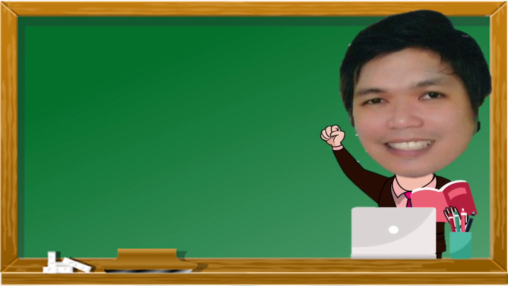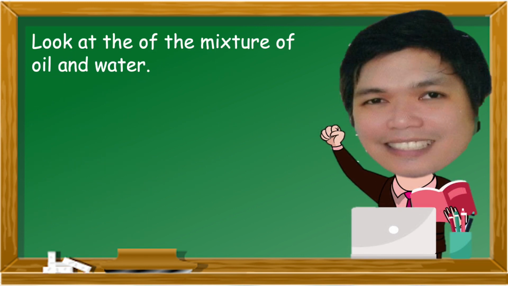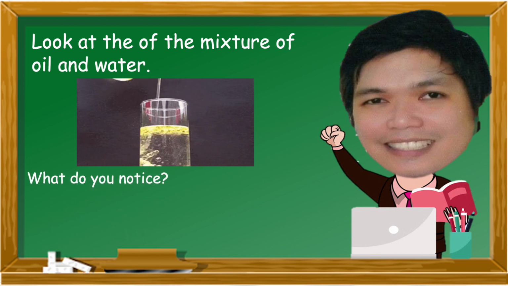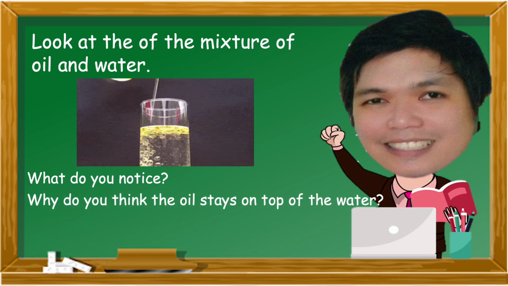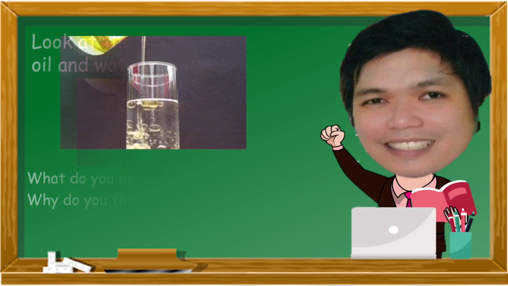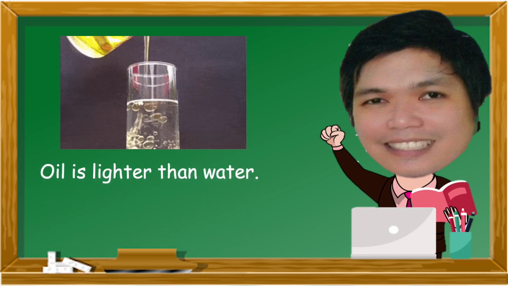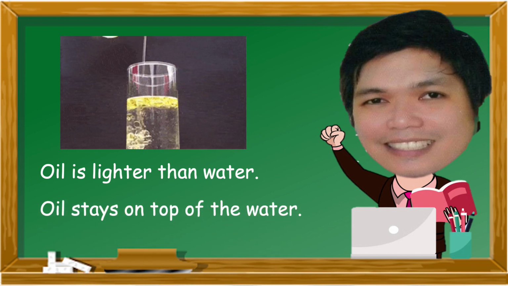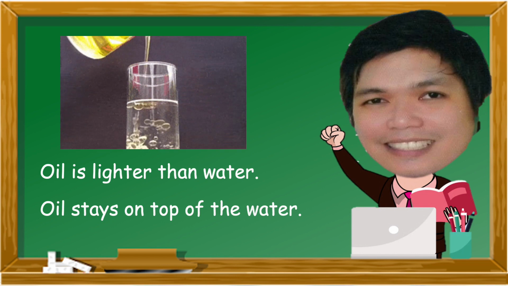Let's investigate. Look at the picture of the mixture of oil and water. What do you notice? Correct! The oil stays on top of the water. Why do you think the oil stays on top of the water? That's right! It is because oil is lighter than water. Therefore, oil stays on top of the water.